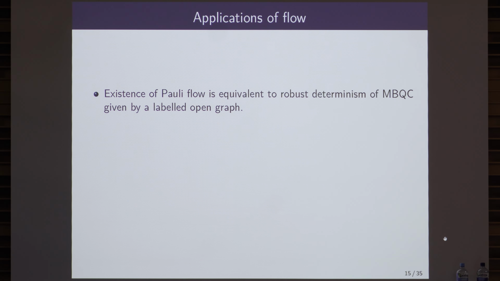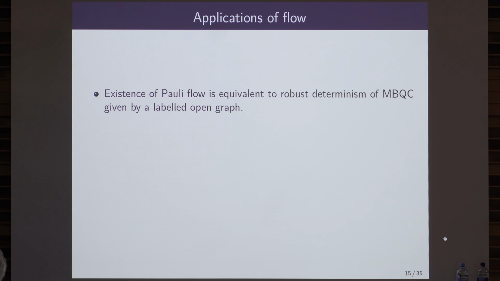Okay, so what are the applications of flow, the structure that I showed you? The most important idea follows from the fact that this corresponds precisely to robust determinism. Being able to perform computation in a robustly deterministic way requires the existence of polyflow. Because of that, there are tools for MBQC. For example, GraphiQ is a software tool that, because of that, looks for flow as its way of going forward with computation in a deterministic way.